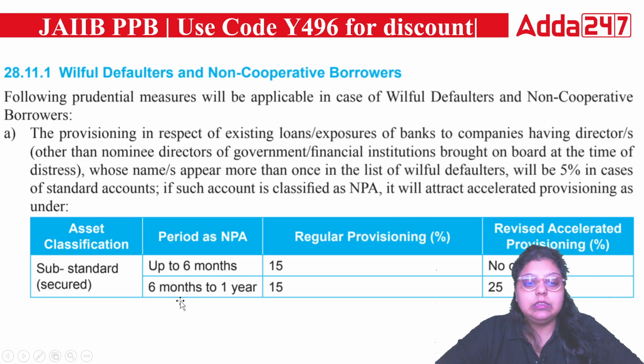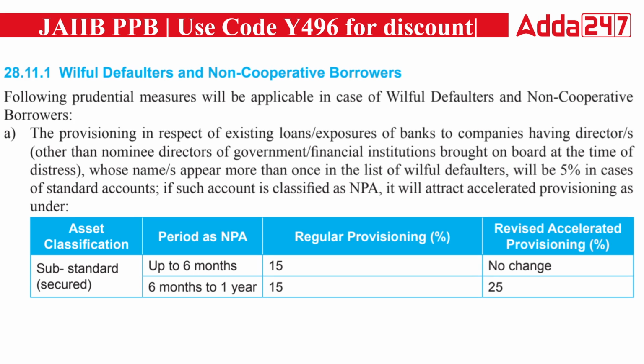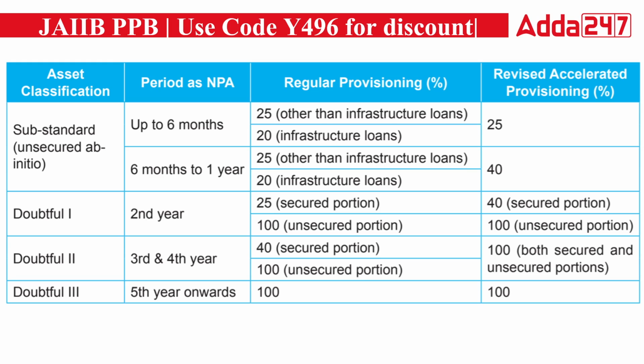So you can see the substandard asset which is secured, period as NPA is up to 6 months and 6 months to 1 year. The regular provisioning was 15% for both cases. In the revised provisions, up to 6 months it is still 15%, but for 6 months to 1 year it has been changed to 25%. And if we talk about the next, for a substandard unsecured loan, up to 6 months it is 25% now. From 6 months to 1 year it is 40% now.